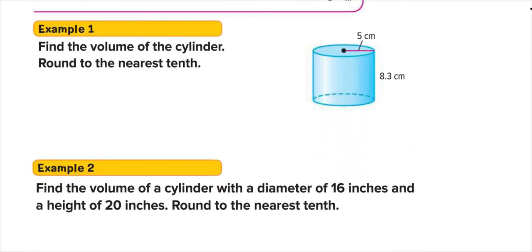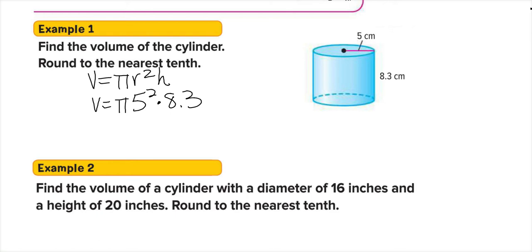Here we go. We're going to find the volume of the cylinder, rounding to the nearest tenth. Volume is pi r squared h. This goes super fast, so if I get going too quick, you might want to pause it or slow it down. To find the volume, we take pi times the radius, which means halfway across, so that's 5 squared, and then times the height, which is 8.3. Let's grab our calculator.